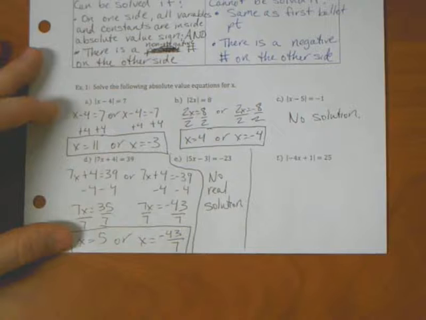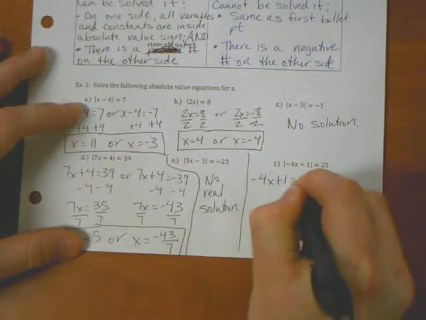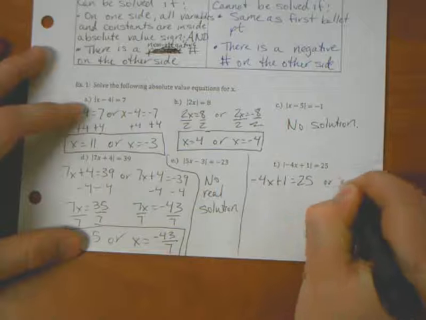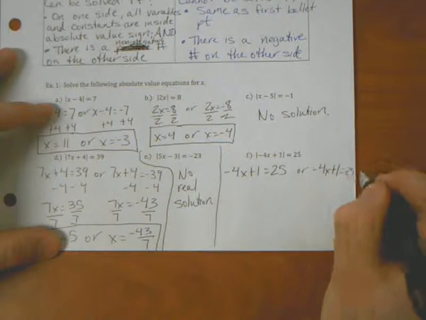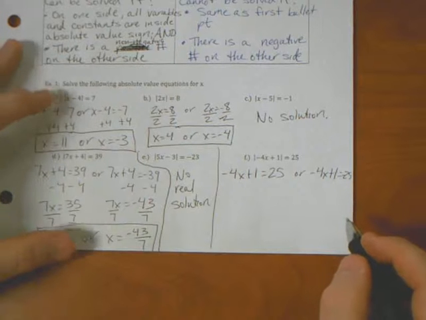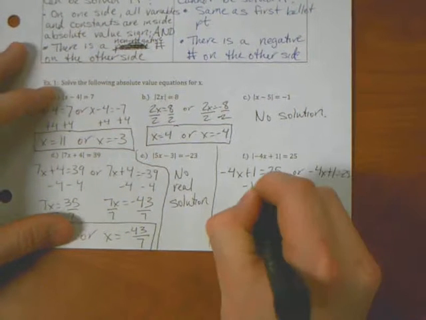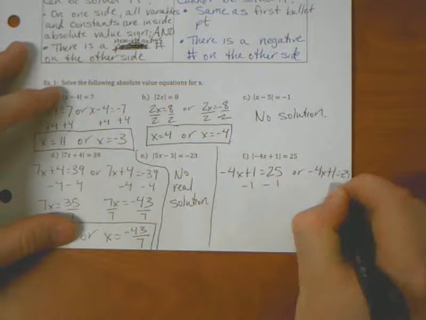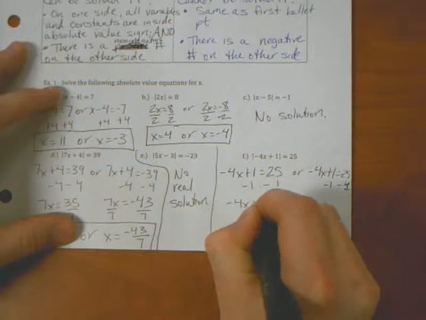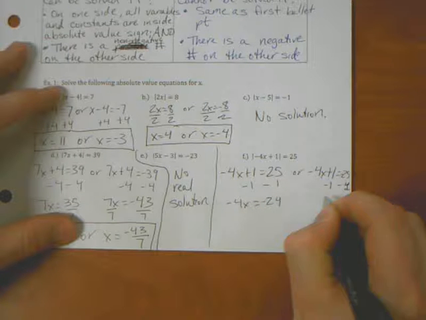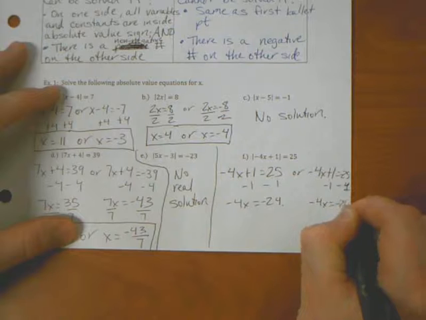So, yes, we can solve this. We need to split it up first. Negative 4x plus 1 equals 25, or negative 4x plus 1 equals negative 25. Someone tell me what they did. Subtract 1. I'm just going to subtract 1 from all of them. So I get negative 4x equals negative 24, and then negative 4x equals negative 26.